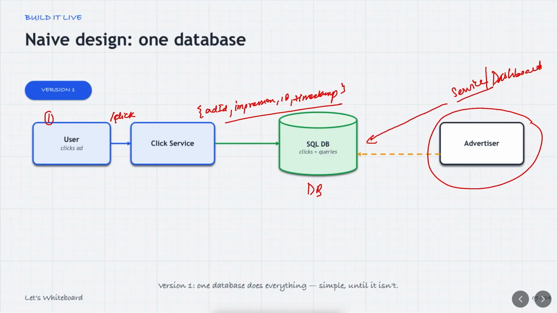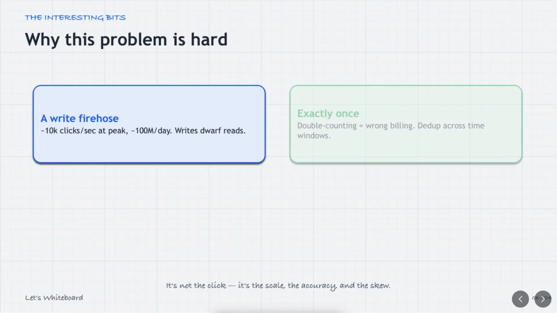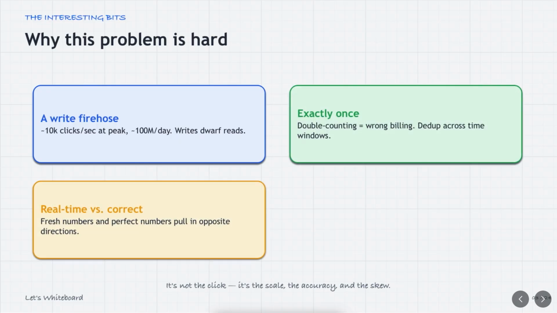This is a very high level diagram, and as I mentioned, it's a naive design, but there are a lot of problems in it. Let's see what the problems are.